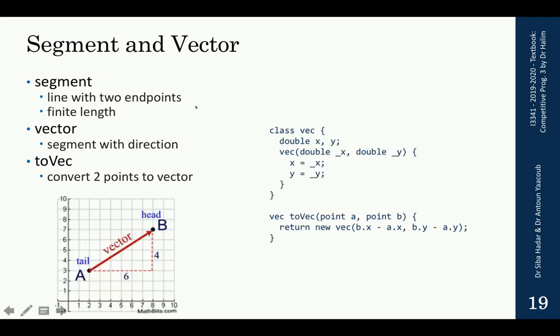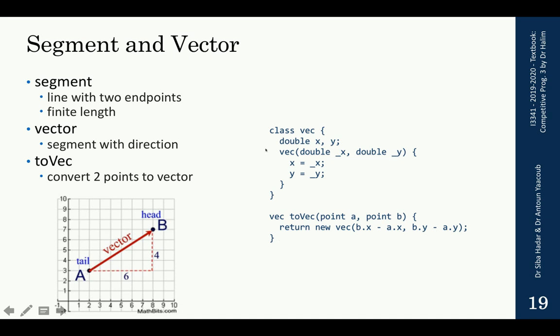We move to segment and vector, and we define a segment as a line with two endpoints. So a segment is not a continuous line until infinite. It has two endpoints, and this is called a finite line, and it has a finite length. A vector is the same thing as a segment, but it has a direction. So here is an example of a vector AB, where A is the tail and B is the head.